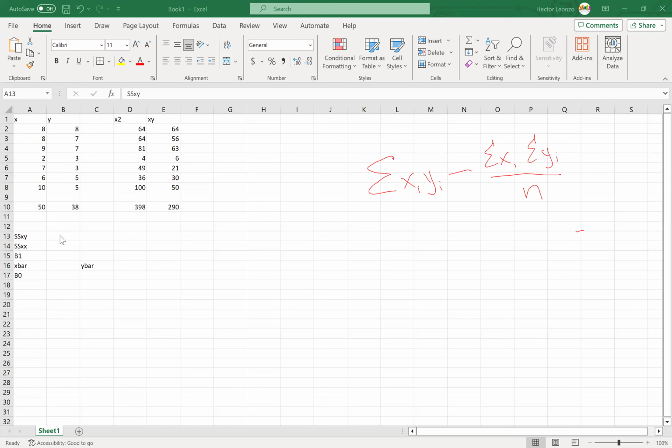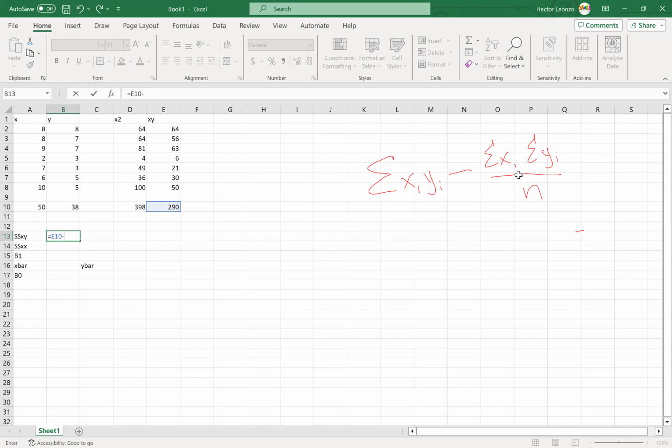So I'm gonna go here. And I'm gonna press equal because I want Excel to do all the work. Okay, sigma of x, y. Now you see why I label here in the top. Here's x, here's y, x squared, xy. Okay, so sigma of xy is basically this number, 290. I clicked on it. Minus.